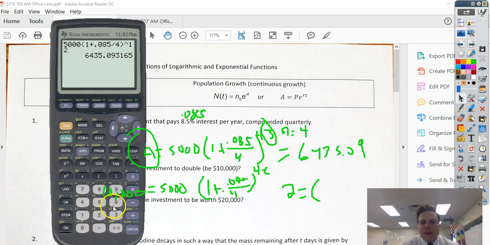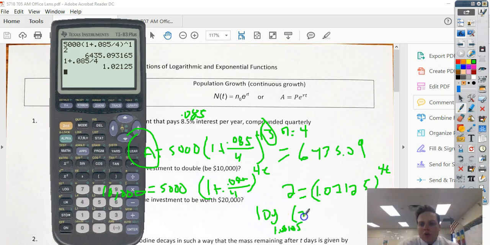Real quickly, instead of saying 1 plus 0.085 divided by 4, I just want to figure out what that number is. So 0.085 divided by 4, and we get some super long number, 1.02125, raised to the 4t. Now I'm ready to change forms, so I would say log base 1.02125 of 2 equals 4t. And now you can type that in your calculator and divide by 4, and bam, you'll have your answer.